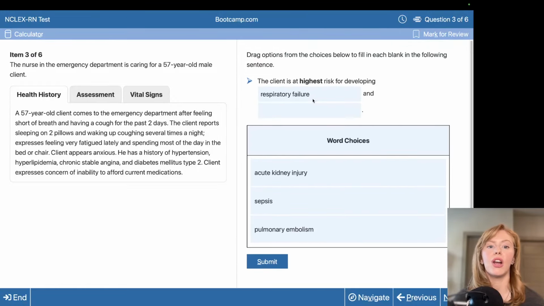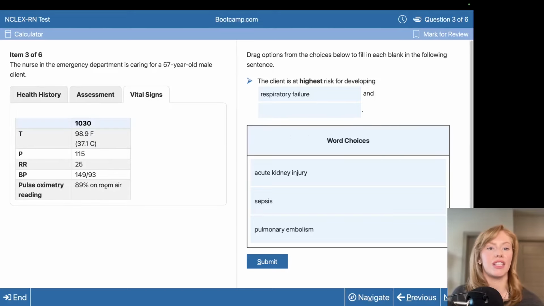Remember, that was our number one priority issue we identified from the beginning, and we want to keep that picture in mind. This guy can't breathe. Of course, we're worried about respiratory failure. He's got low pulse oximetry. He's hypoxemic. I'm definitely worried about that. How about acute kidney injury? How would heart failure cause acute kidney injury?